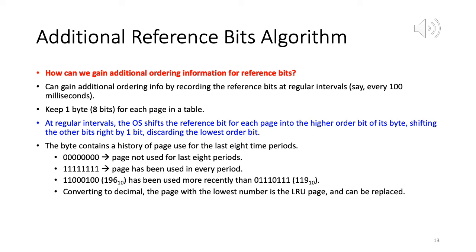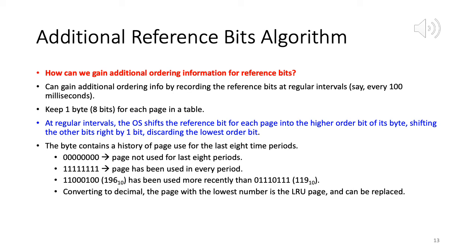What we're trying to say is, in the last 100 milliseconds, has this page been referenced or not? Yes or no? If it has, we add the 1. If not, we add the 0. Of course we can tune this 100 milliseconds and come up with a better value. The byte contains a history of page use for the last 8 time periods. If a page has not been used in the last 8 time periods, we get all zeros. If a page has been used in every single period, we get all ones.